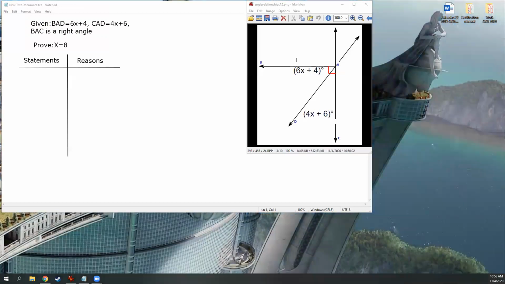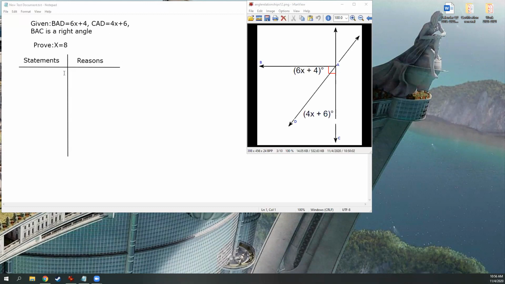Now, I don't know if you remember this, but angle addition postulate is when you have two angles side by side, just like a segment addition postulate, they add up to the entire angle. We know the entire angle is right here. It's a right angle, 90 degrees. So we know that this plus this will equal the whole thing, which is 90. Once we get there, we can solve. So let's get there in the proof, because there's a lot of steps.